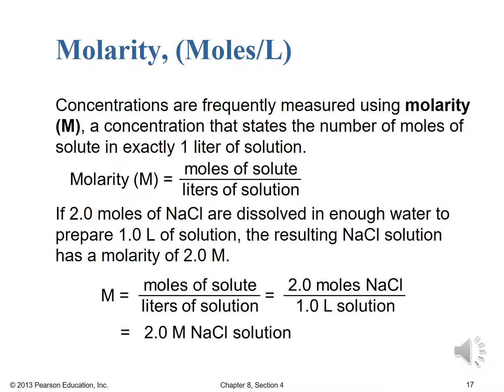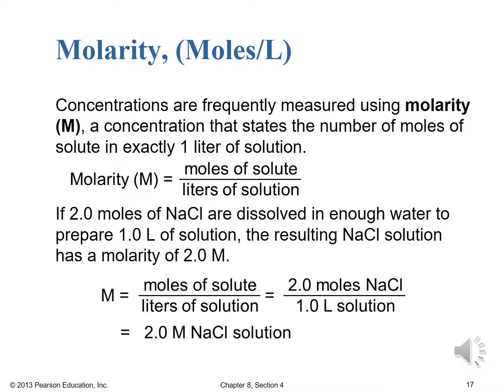Okay, now here we are, the chemist's unit for solution concentration, molarity, which is moles per liter. This is the most common way to see a solution concentration expressed in a chemistry setting. The definition: molarity is equal to moles of solute divided by liters of solution. Notice it's a big M, technically italicized, but that's not always followed. If we have 2.0 moles of sodium chloride dissolved in enough water to prepare 1.0 liters of solution, the resulting NaCl solution has a molarity of 2.0 molar, which is how we pronounce that big M unit.